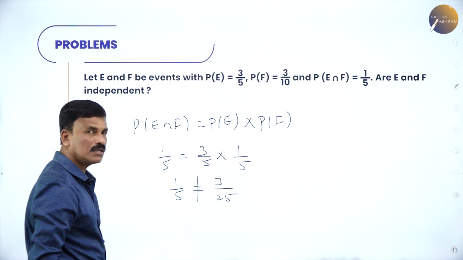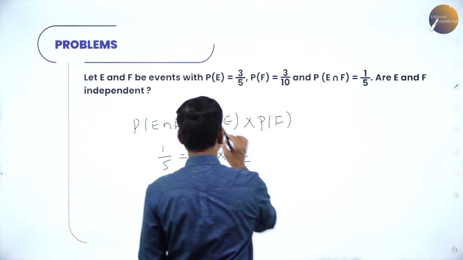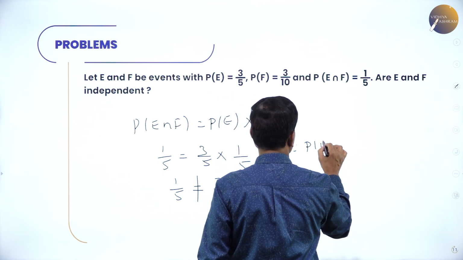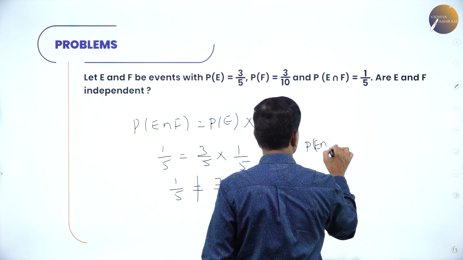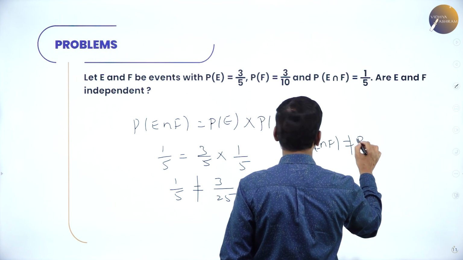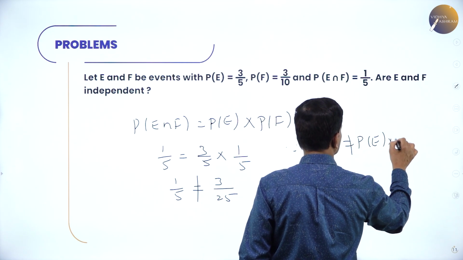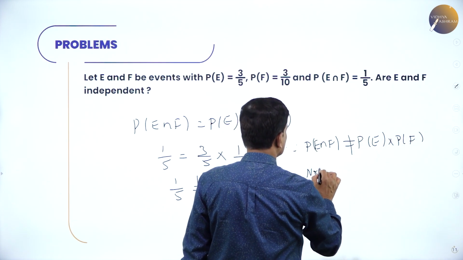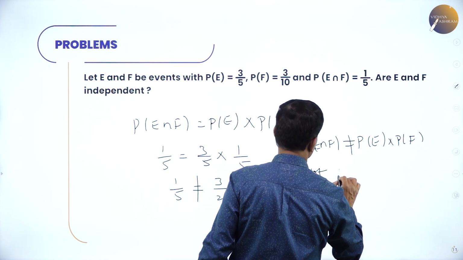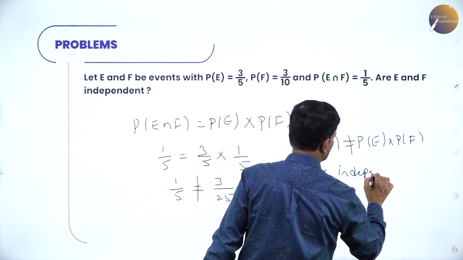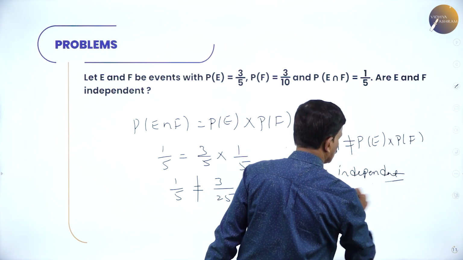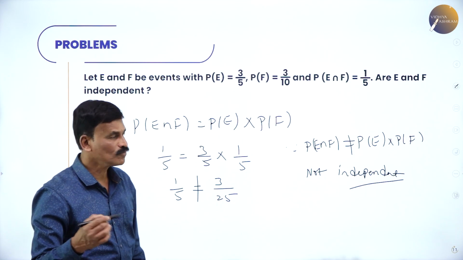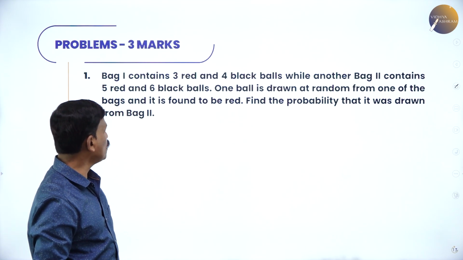They are not equal. So since probability of E intersection F is not equal to probability of E into probability of F, therefore what you say? They are not independent events. Now move on to the next type of problem.